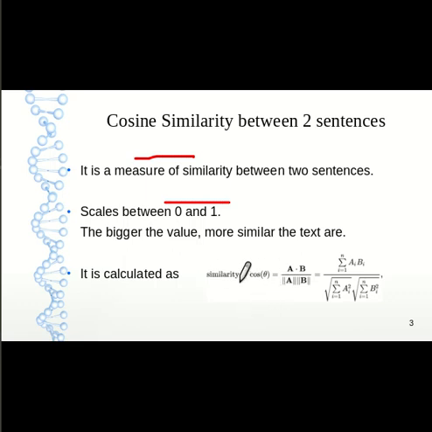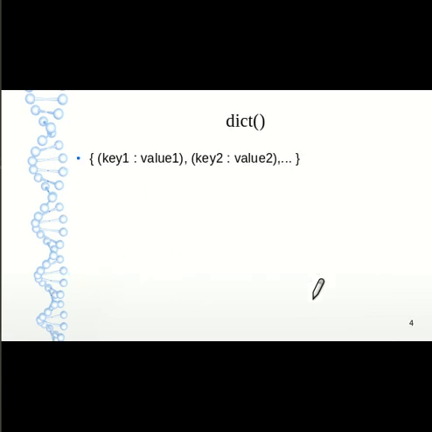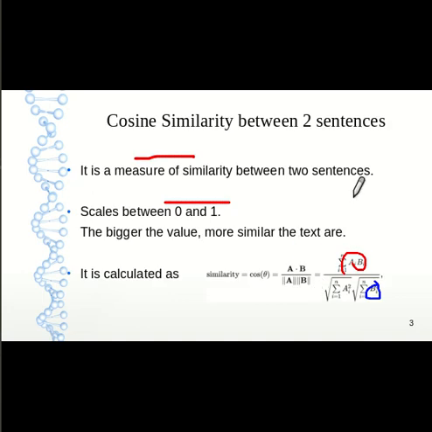Now it is calculated as similarity equals cos theta equals a dot b divided by the product of the magnitudes of a and b. This is the mathematical formula. We cannot apply this formula for our texts, so we use another formula. Here we have sigma i equal to 1 to n of ai into bi, divided by root of sigma i equal to 1 to n of ai square, into root of sigma i equal to 1 to n of bi square.